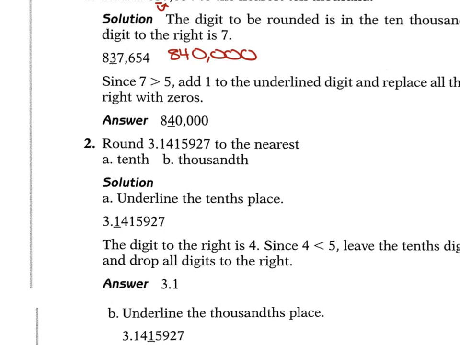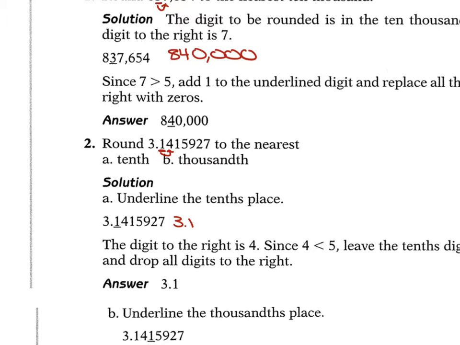So you're going to have 840,000. For 2, we have 3.1427, and we're rounding for the nearest tenth first. So the nearest tenth would be the 1, that first one. The number to the right of it is the 4, so it's just going to be 3.1.